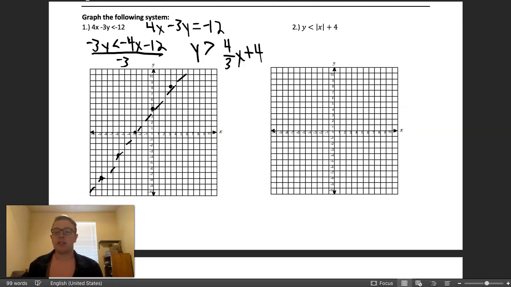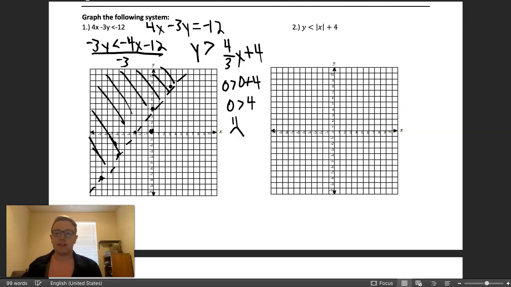We've made our line. Now we have to test a point. Let's look at 0, 0 and see whether that's true. Is 0 going to be greater than 4/3 times 0 plus 4? 0 is not greater than 4. That makes us sad, meaning that this is not true. What happened with a normal inequality? When we tested a point and it came out wrong, we shaded the other side. So that's what we're going to do here. We're going to shade the other side as well.